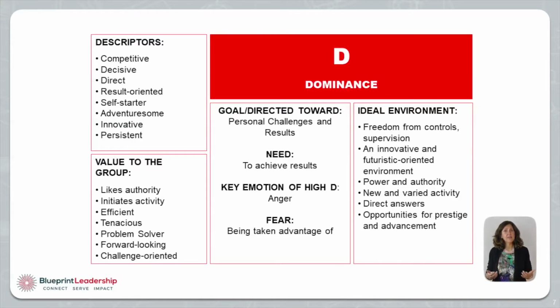Now, thinking about the ideal environment for a high D, these are people who want to have freedom. They don't like to be micromanaged. They want to have the freedom to lead and take initiative and be proactive, and go after challenges. They love to be innovative and futuristic in how they think about things. They like to have power and authority to get things done. They don't want to have long conversations. They would prefer to have things be very direct, bullet point kinds of conversations that get things done quickly. And the other thing about high Ds is they really are looking for opportunities to advance, because leadership is important to a high D.